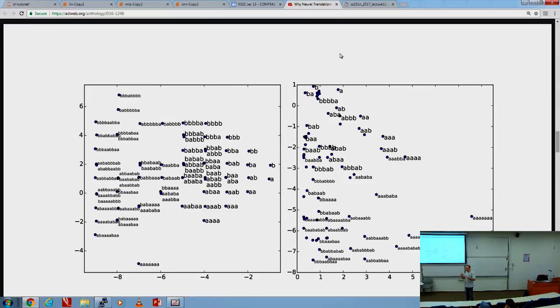Notice that we didn't actually tell the network to learn any of this. We just told it to be able to copy a sequence, and it learned to encode these things itself. Yeah?